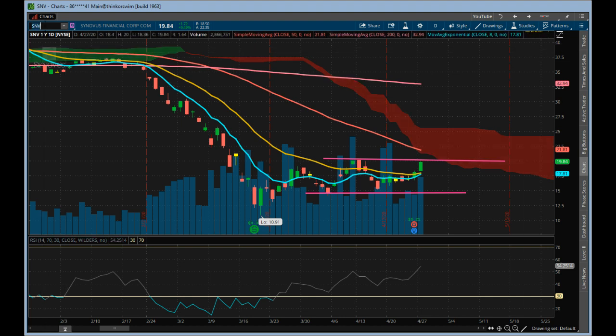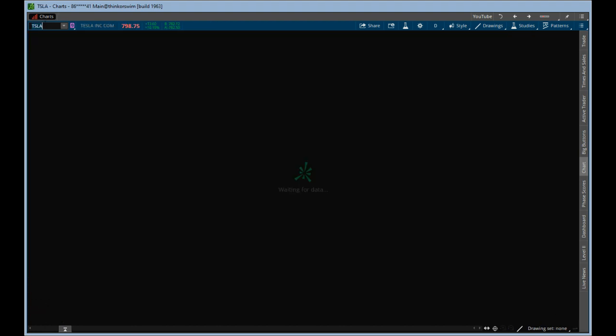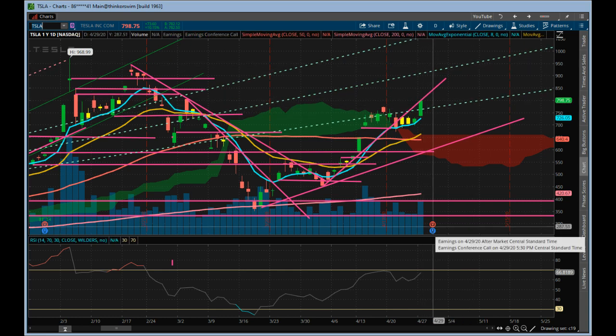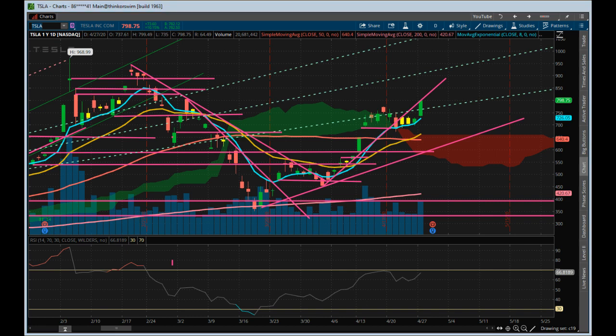And then yeah, Tesla, strong day today, guys, up 73 points. Pulling back a little bit after hours, but anything can happen, right? But really strong candle right here. Earnings coming up this week, right? So what is that? Wednesday after the market. So wow, this is going to be a very, very interesting week.